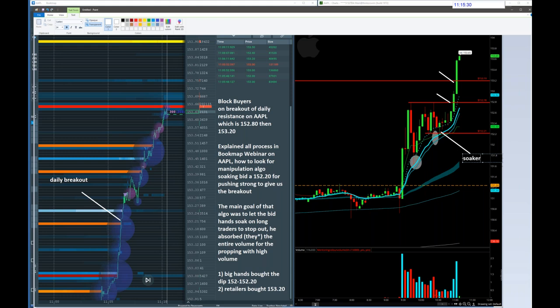So we have over here a soaker, absorber, big hand, bought after algo pushing down. And over here we have first BO, you know, BO is a breakout, second BO. So that is also another thing you can see over here, inflection of volume or contraction. This is called contraction.